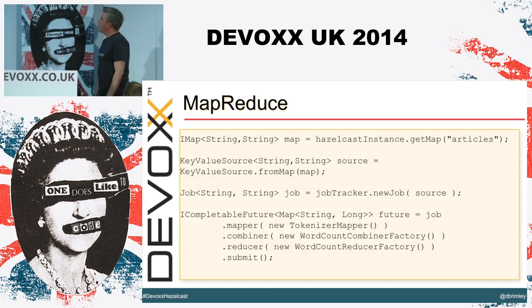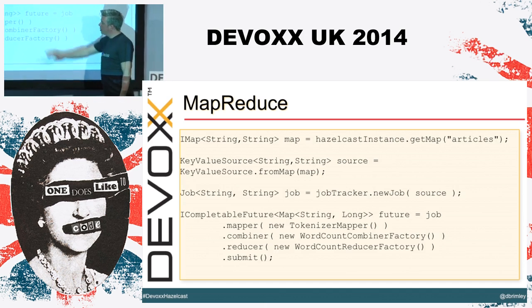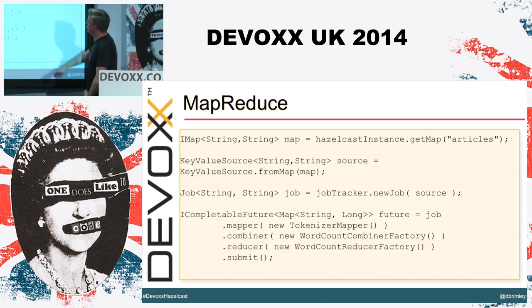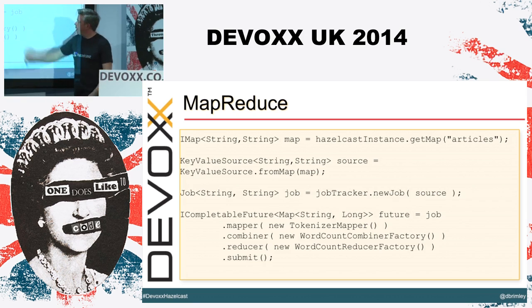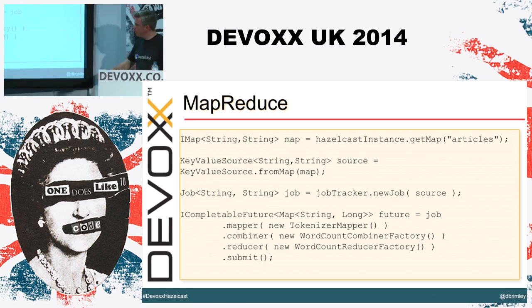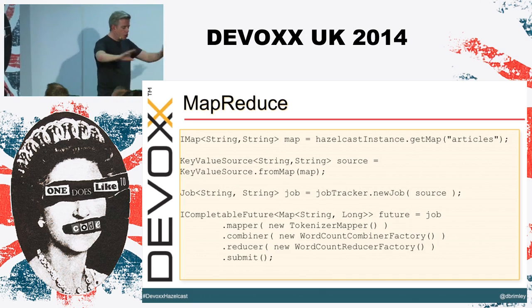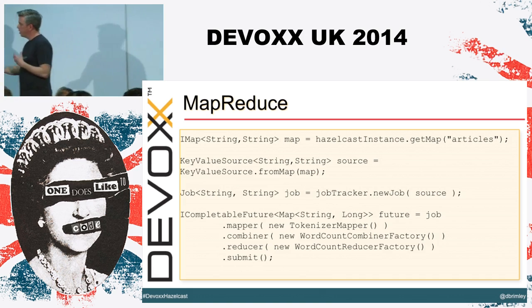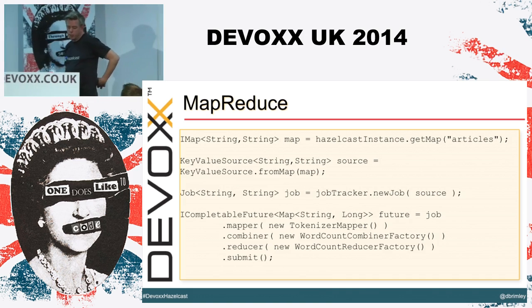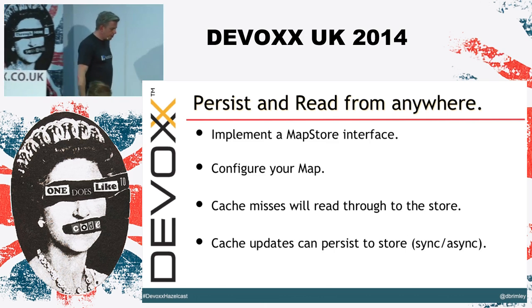So again, some more code. This one here is a bit more complicated, but the one that we're interested in here is where we actually run our job and we submit it at the end. You provide a mapper, a combiner, and a reducer, submit it, Hazelcast will do the rest for you. And it will distribute that job all out into the cluster, find the correct nodes to run it on, and it will run those processes for you. So that was distributed compute.